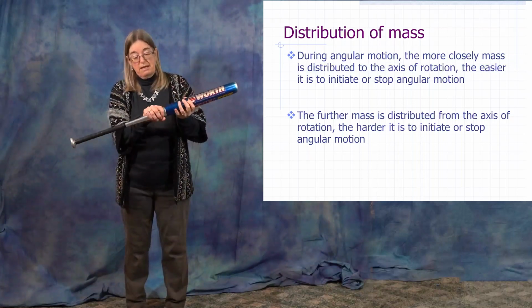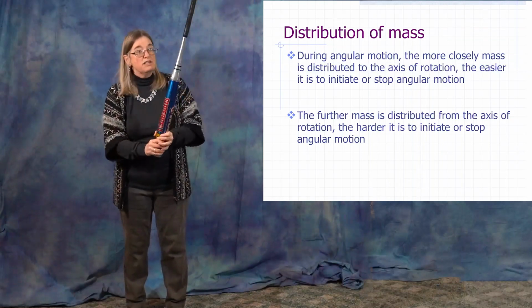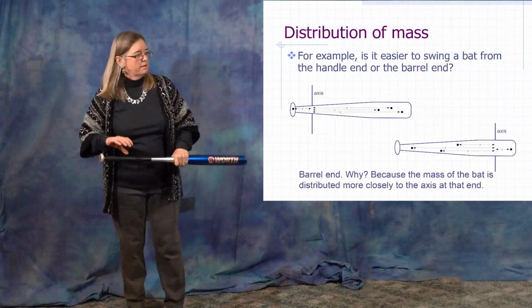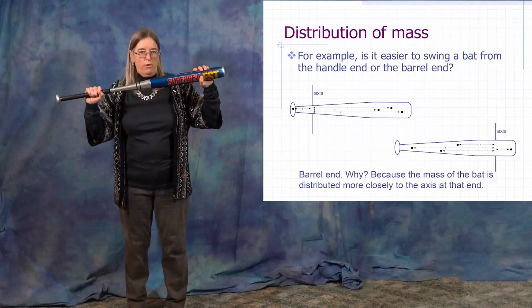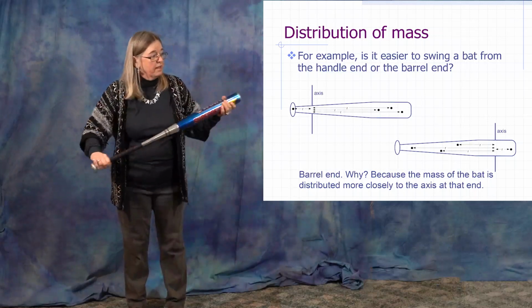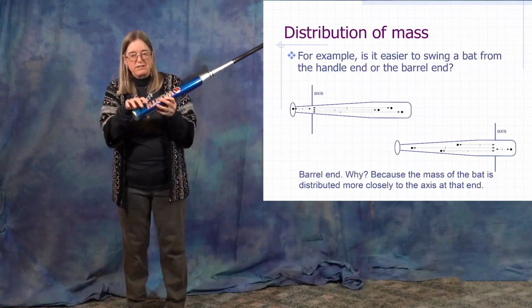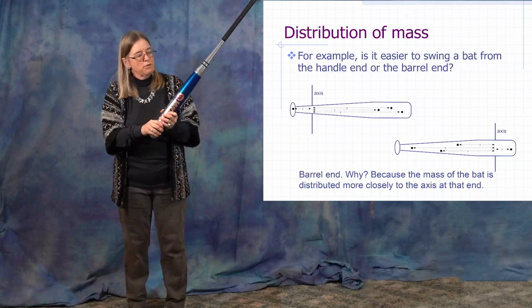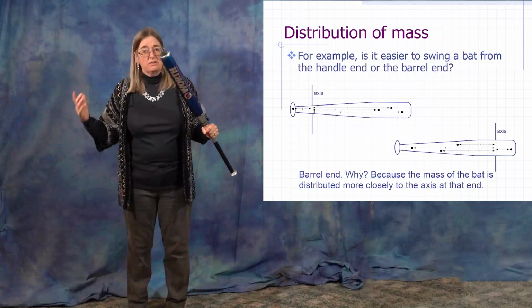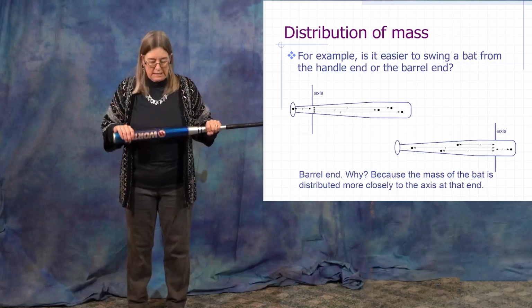Whereas if I hold it up in the middle here, or even hold it from this end where most of the mass is, it's easier to get it started and stopped. So again, if I hold on to my bat here, it's harder to swing. If I hold on to here, it's easier to swing because more of the mass is close to the axis of rotation when I'm holding it here. If you don't believe me, go and grab a bat or some object that has more mass at one end and try rotating it.